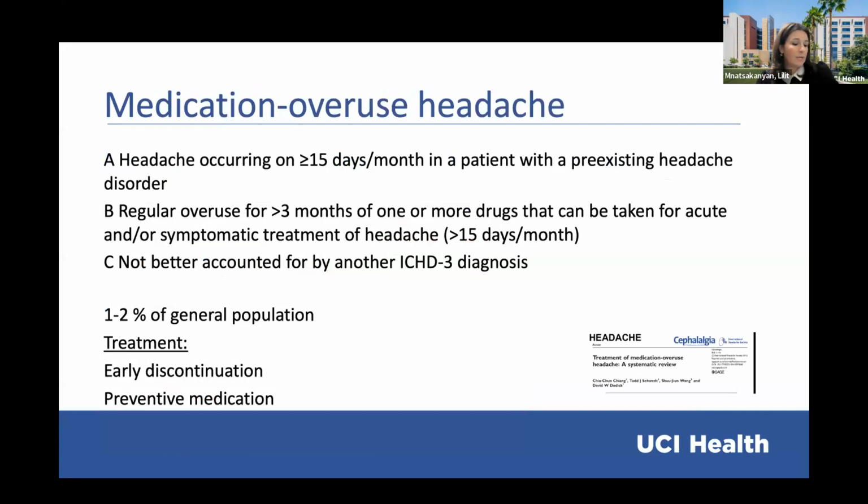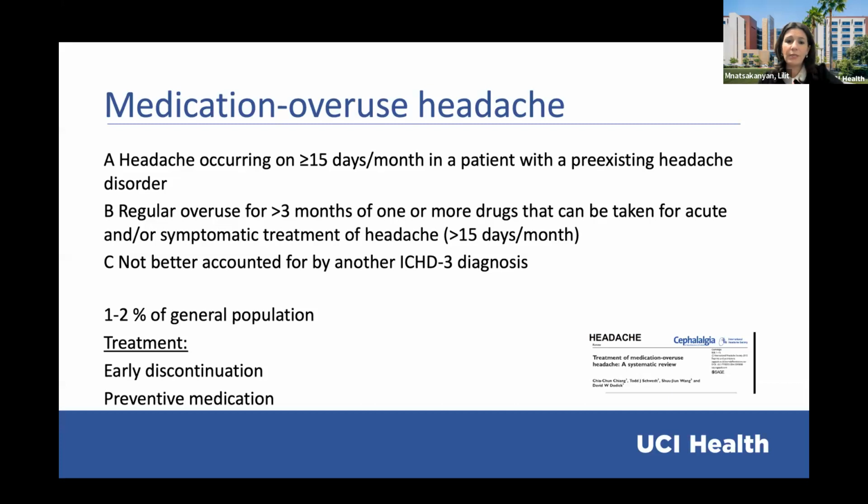In the interest of time, I will not be covering the rest of the primary type headaches, but I want to touch base upon another common issue, which is medication overuse headache. It is defined as occurring in someone who has about 15 or more headache days and is routinely using the medications that are typically used for acute abortive therapies. They are using these medications routinely for over a 3-month period. It's common, 1 to 2% of the general population.